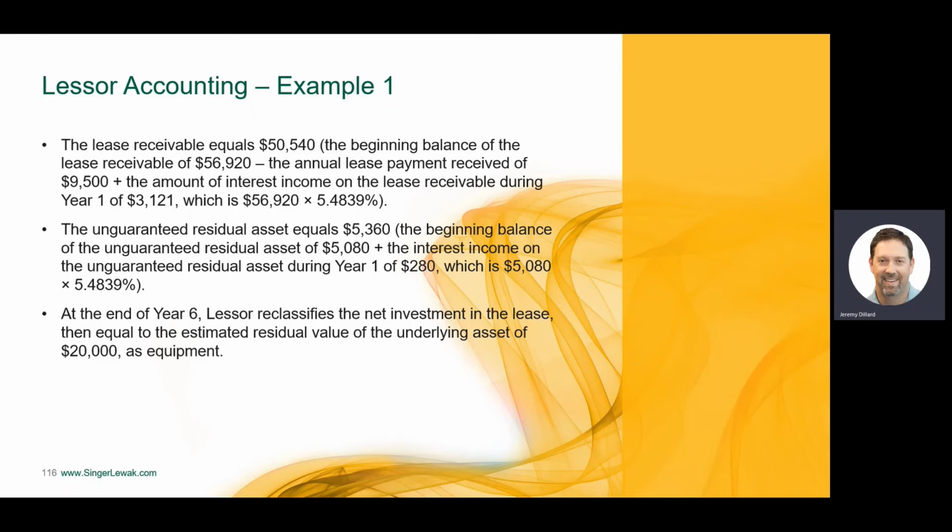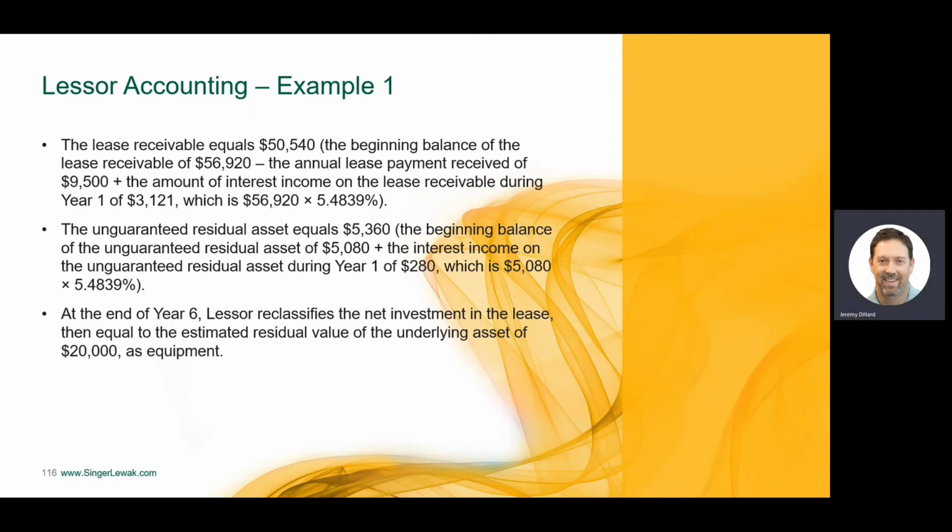In doing this, the lessor starts with the lease receivable of $56,920, which you may recall is the present value of the lease payments and residual value guarantee, and amortizes $6,380 of that receivable balance. However, the balance of the unguaranteed residual asset needs to increase over the lease from $5,080 to $7,000. So there's interest income of $280 that's recognized. Thus, the net of the $6,380 of amortization of the lease receivable and $280 of unguaranteed residual asset is $6,100, as shown on the previous slide.